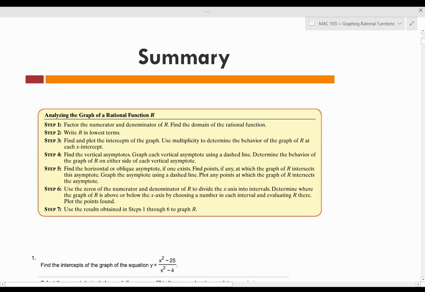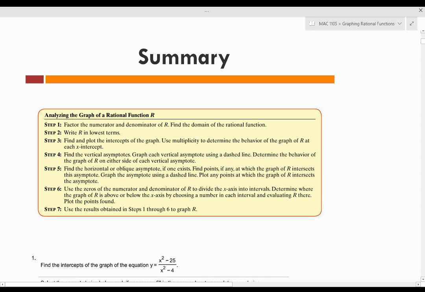They're going to have you find intercepts, have you find the asymptotes. They want to know where it's increasing or decreasing. Okay, so we're always going to follow these steps. So step 1 says to factor the numerator and the denominator of r, which is your function. Find the domain of that rational function. Okay. Then step 2, you're going to write r in lowest terms.